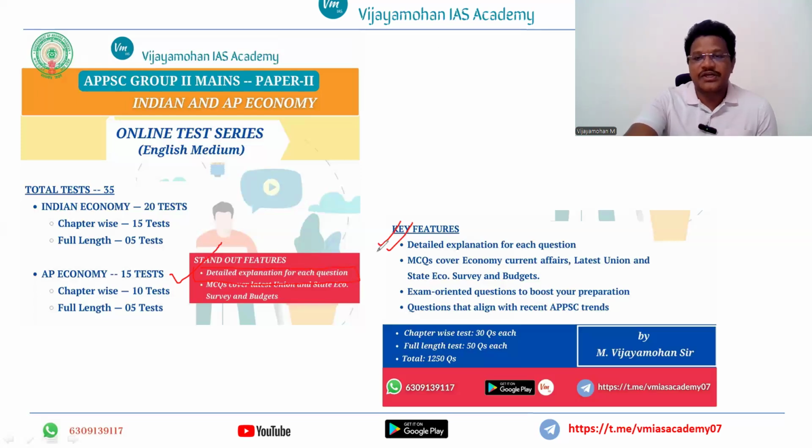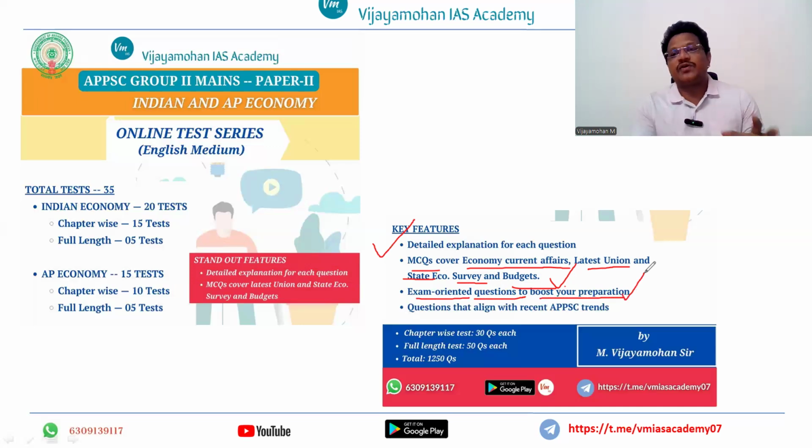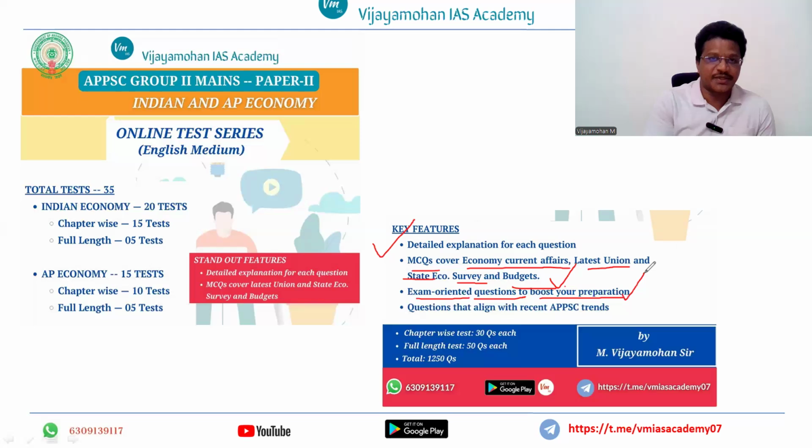Yeah. So there is a detailed explanation for each question, and the MCQs cover economic current affairs, the latest Union and state economic surveys and budgets, right? And the questions will be exam oriented to boost your preparation. We have studied the last 5 or 6 years, where we can observe a change in the approach of the examiner, how they are asking questions, right? Earlier there used to be single sentence straight questions, but now the pattern of the examination has changed by leaps and bounds, right?